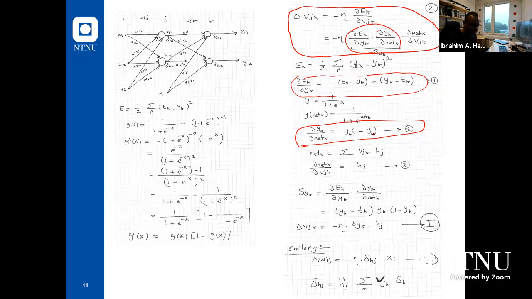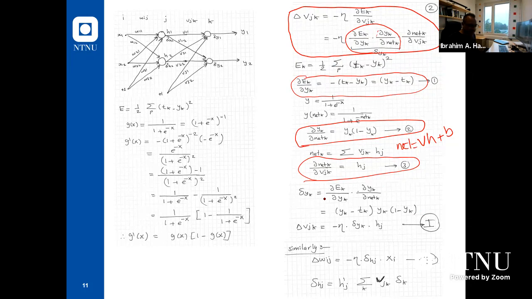So it will be H. I mean net, in general, is V times H for this layer plus bias, for example. So partial net by partial V will be H. You can give it any notations, any names, right? Now we have 3 equations, so we need to construct delta Y. Delta Y will be partial E by partial net, so it will be Y minus T multiplied by Y times 1 minus Y.